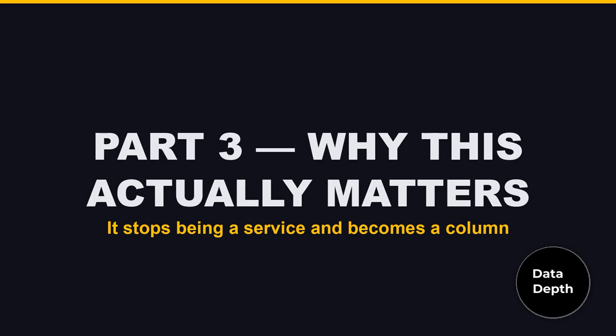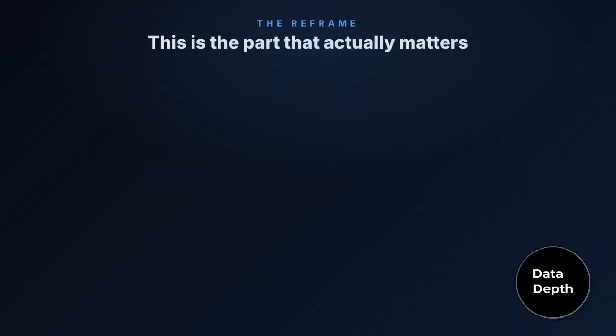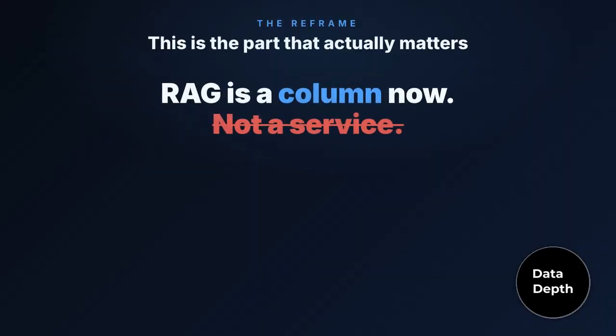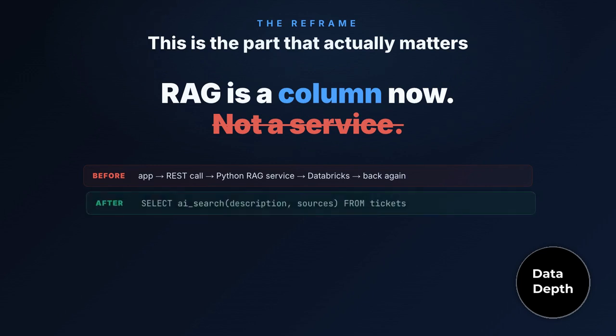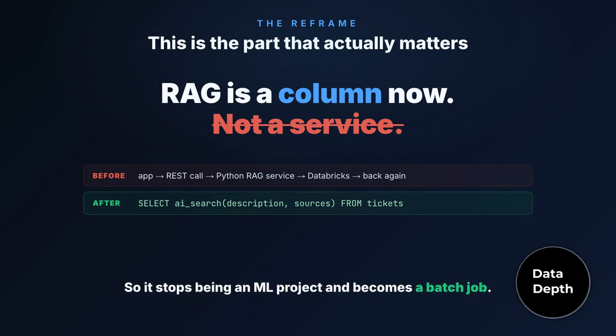That is the mechanics. Here is the part that changes how your team is organized. RAG is a column now, not a service. Before, your application made a REST call to a Python service, which called Databricks, and handed something back over the wire. Now you write select AI search of a column from a table. And the consequence of that is organizational, not technical. It stops being a machine learning project with a deployment and an on-call rota and becomes a batch job, which means it lands on the data engineering team. If that is you, a capability you were previously locked out of just became part of your job description.